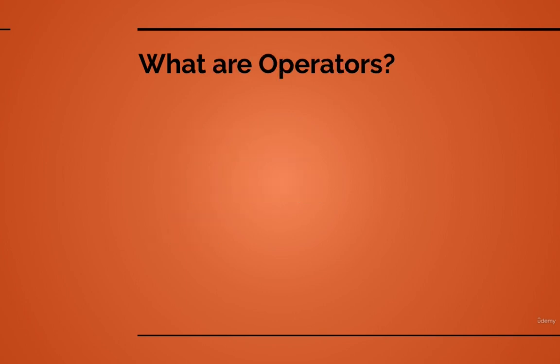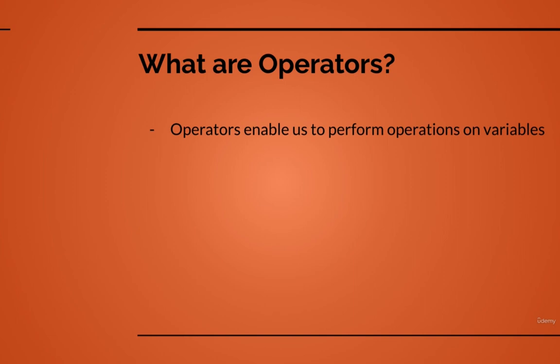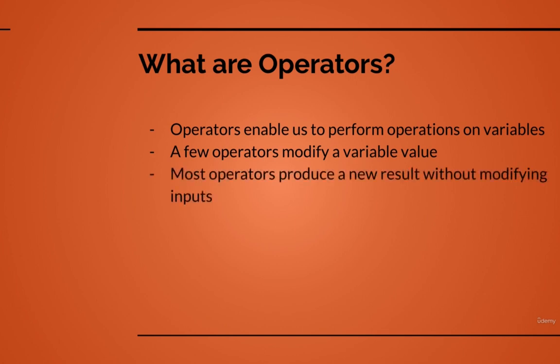Okay, so for starters, what are operators? What do they do for us from a programming standpoint? Well, operators enable us to perform various operations on variables. That makes sense, fairly intuitive. A few of the operators actually modify the original variable value, but most of them don't. Okay, so it's important to note that distinction, that some of the operators will change the original value.